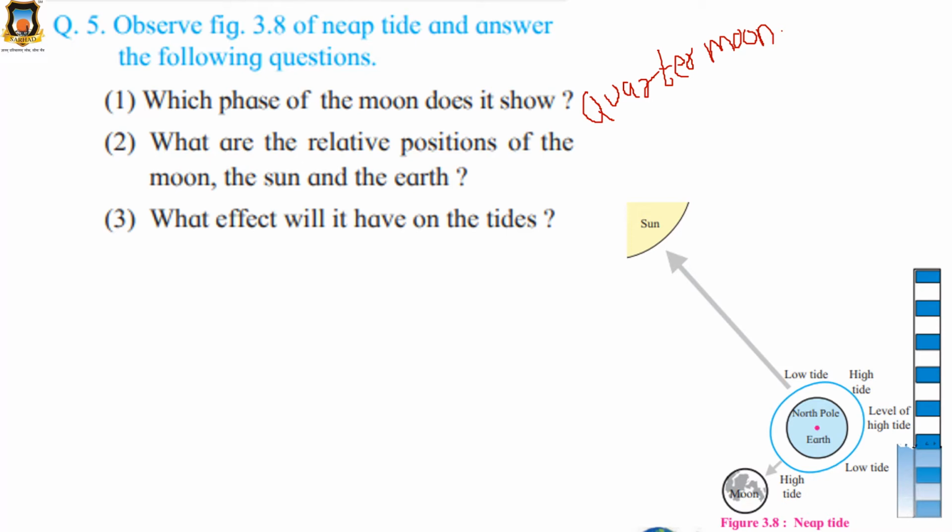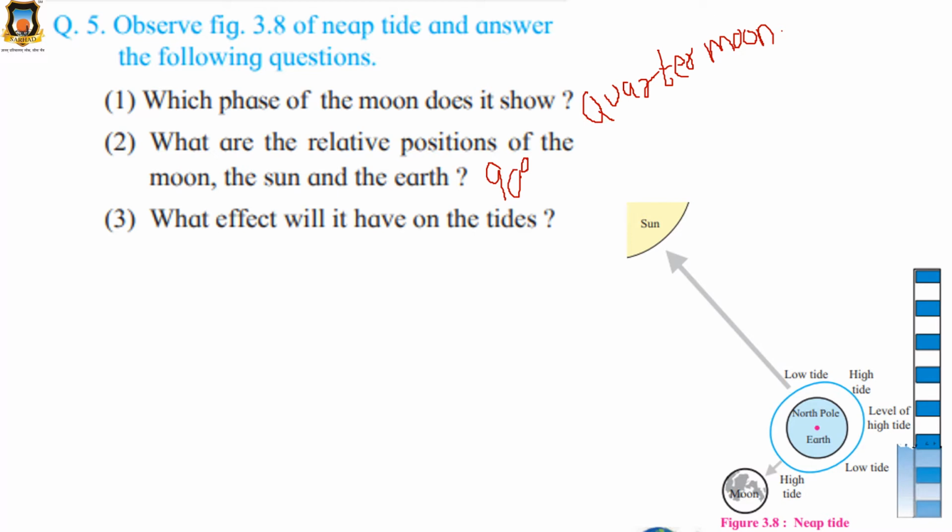What are the relative positions of the moon, the sun and the earth? Just now I told you the answer. The relative position of the moon, the sun and the earth are such that the moon, the earth and the sun make an angle of 90 degrees. So this is the relative position.